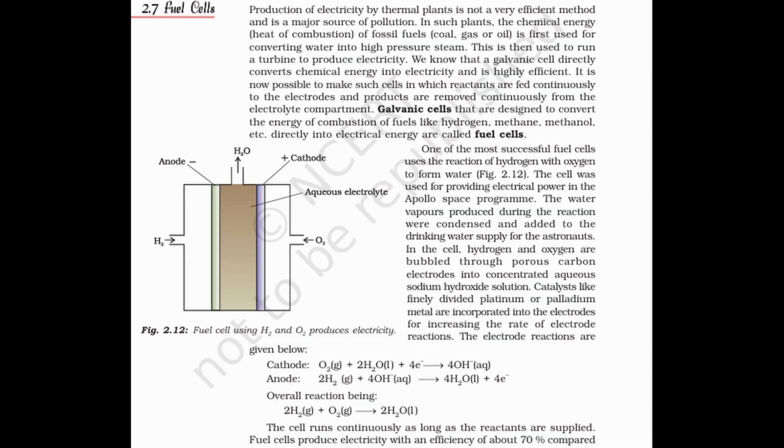In contrast, galvanic cells convert chemical energy directly into electrical energy and therefore are much more efficient. Building on this idea, scientists have developed special galvanic cells in which fuel is supplied continuously and products are removed continuously. These cells are known as fuel cells.